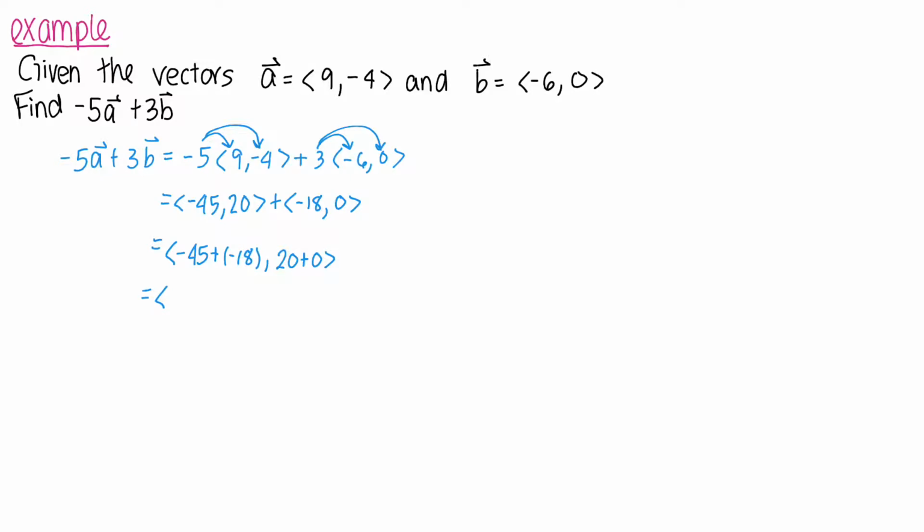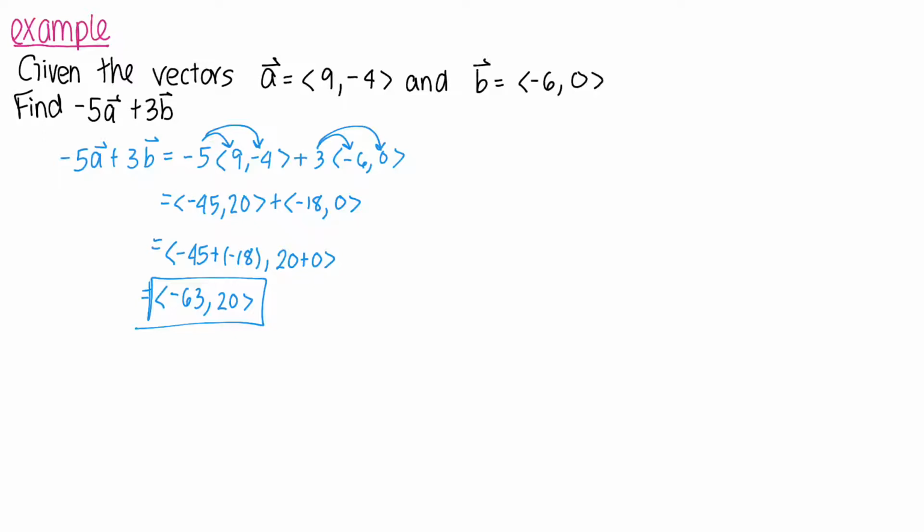Negative 45 plus negative 18 is the same as negative 45 minus 18, which is negative 63. 20 plus 0 is 20. And that's our final answer. So manipulating vectors when they're in their component form is actually pretty straightforward and almost what you would hope for if you were trying to make up your own system here.